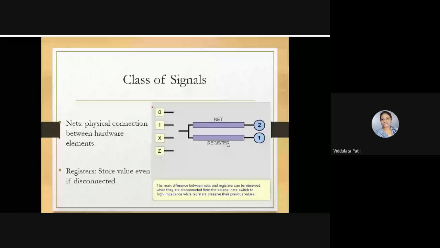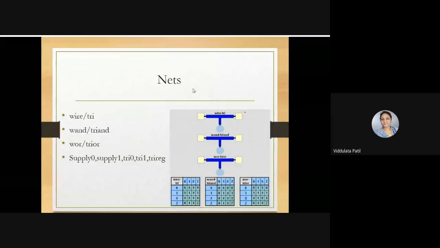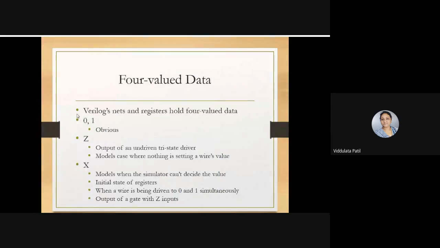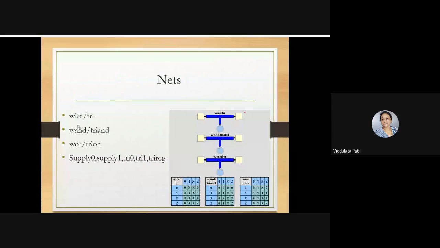Okay, so these nets, as we have discussed earlier, have different types of connections. That is wire, then WAND, then WOR, then TRI. Okay, so wire means wire harness. Then we have supply 0 and supply 1. So these are the different data types actually. We will discuss all these data types separately next.